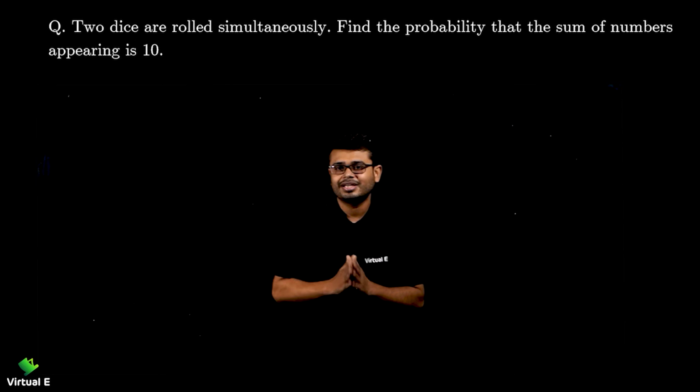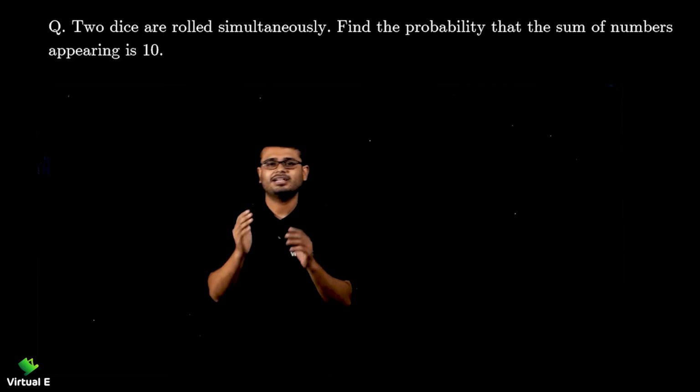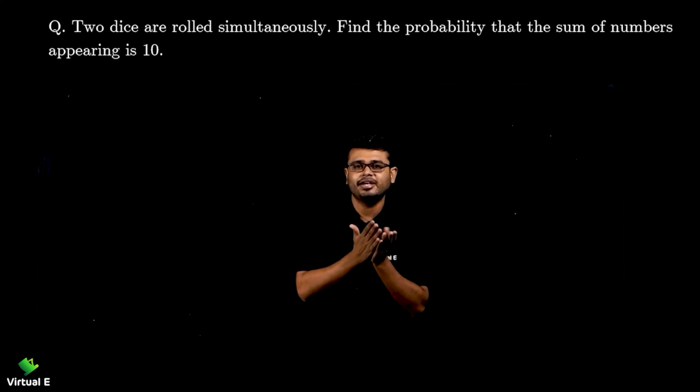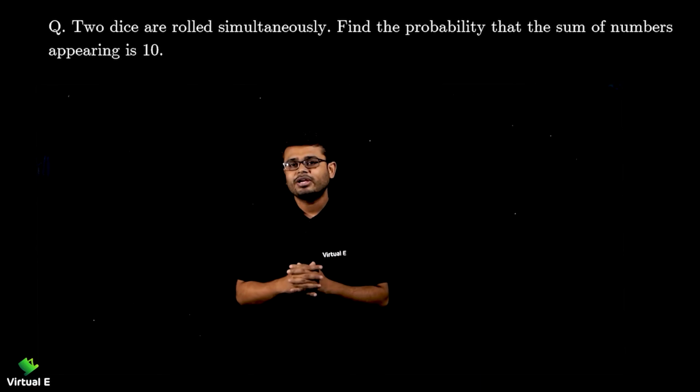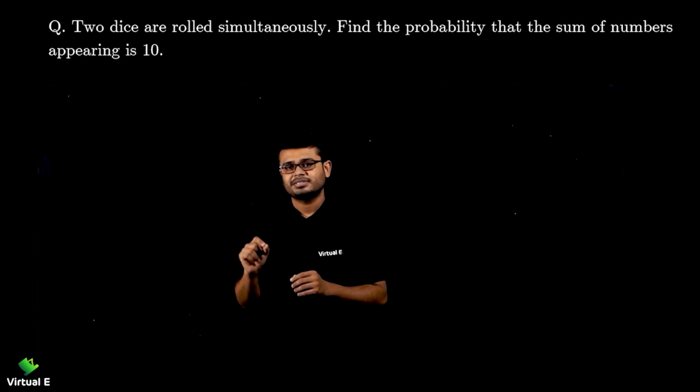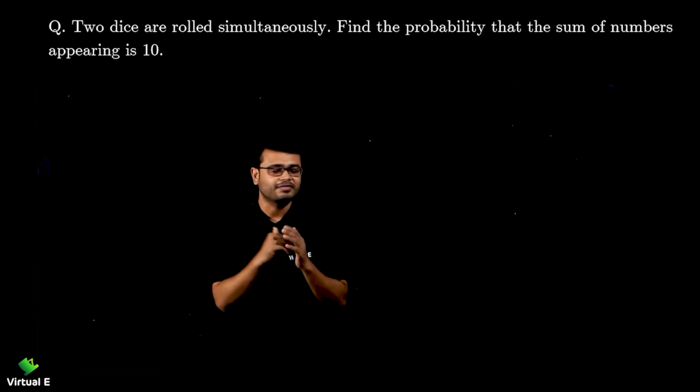So let's talk about the case of two dice. So far we discussed the case with a single die: what is the probability of getting an even number, at most 2, an odd number, something like that. Now we are going to discuss the case with two dice. This is an important case, many times it's asked in exams. So let's start with that one.